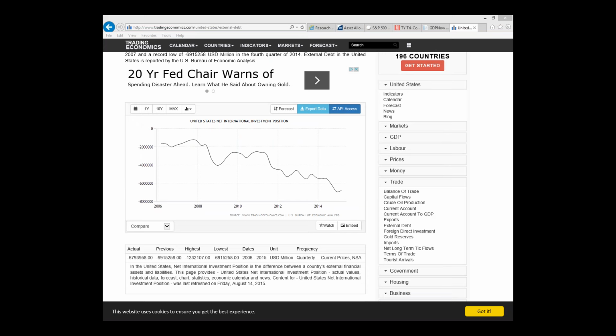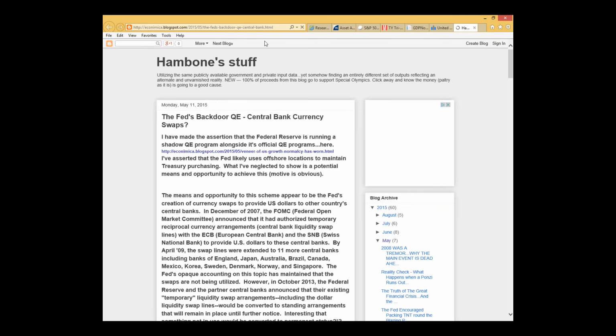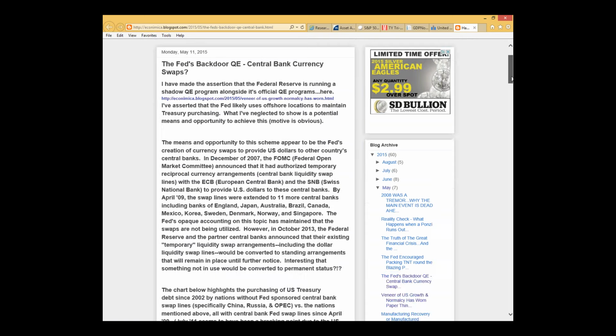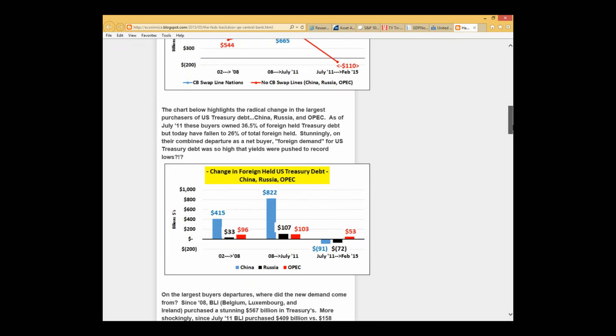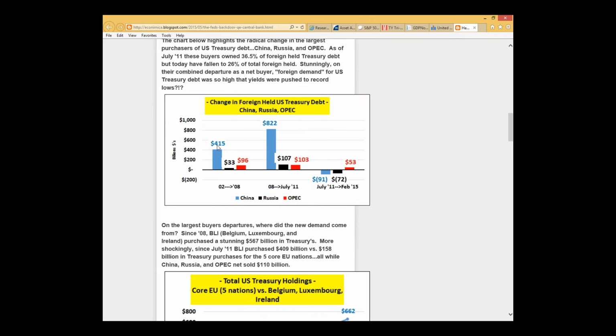One of the people that has written about the capital flow situation is Chris Hamilton. He has a blog, and in this blog he talks about central bank currency swaps. When we look at this, okay, this is a good table or graph here. It shows the change in foreign held U.S. Treasury debt by China, Russia, and OPEC.